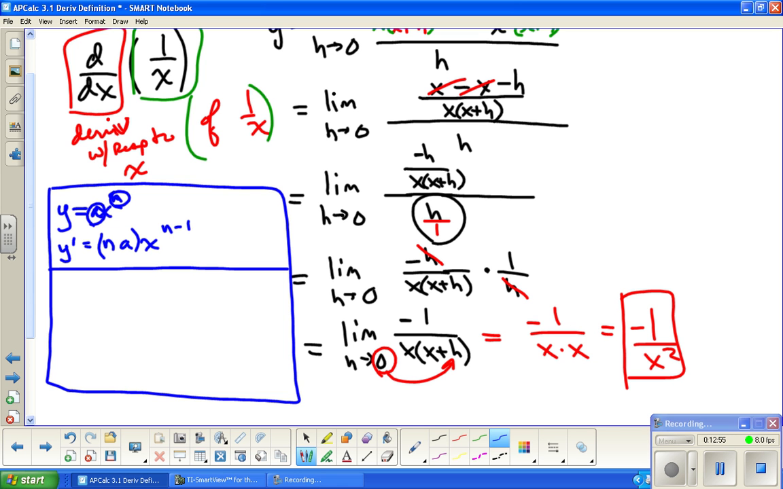Now your question ought to be, why are we talking about that for this? Well, because this is a power function. Isn't that x to the negative 1? So if that's true, then y prime should be negative 1 times 1, so negative 1 times x to the, remember we subtract 1 from the exponent. Well, what's negative 1 minus 1? And that can be written like this.